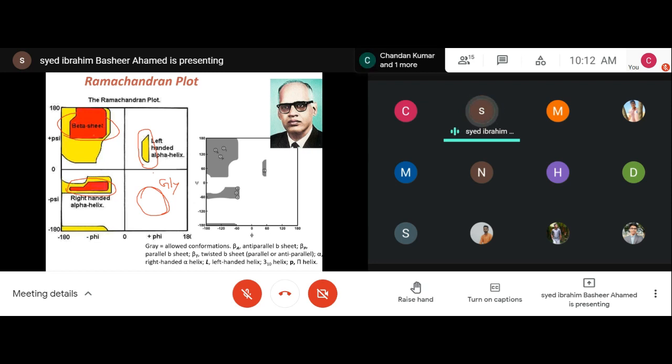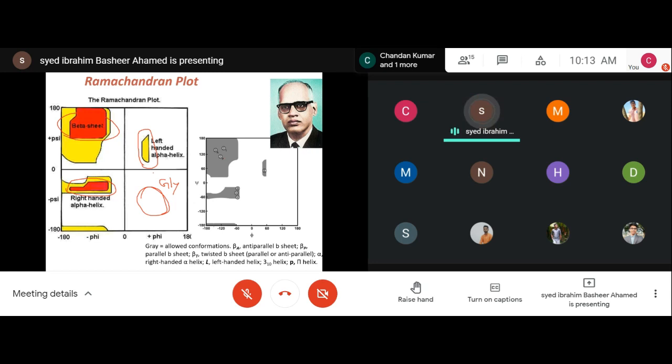So this is, I told you, a general beta sheet. There are different types of beta sheet, like parallel beta sheet, anti-parallel beta sheet, and twisted beta sheet. Each and every type of secondary structure has its own phi psi angle. You can see here the phi angle is around minus 120, and psi is around maybe 100. So minus 120 and psi will be 100. That will be parallel beta sheet.